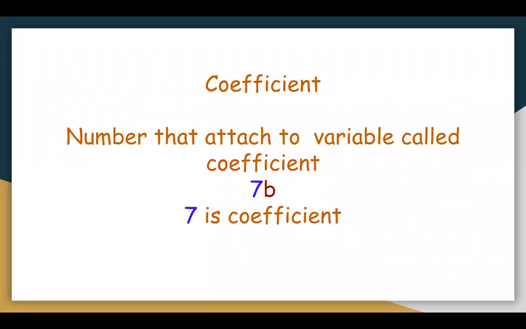Coefficient. What is a coefficient? A number that is attached to a variable is called a coefficient. If you see 7b in an expression, whatever the number is right in front of the variable, which is a letter or symbol, in this case 7, is the coefficient. If you see 17x, that means 17 is the coefficient. If you see x plus 17, that 17 is not a coefficient. That's a separate term, okay?